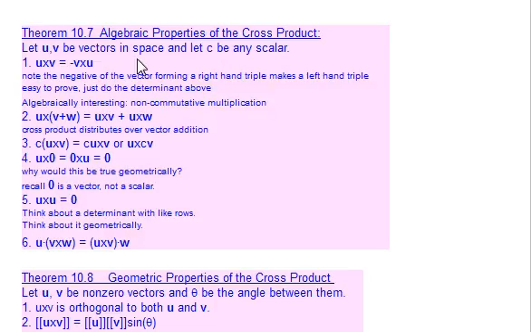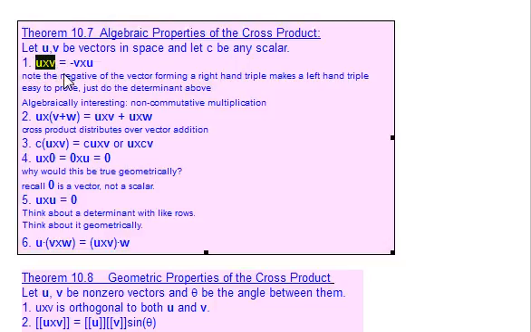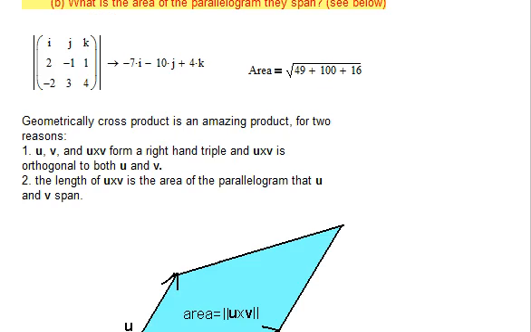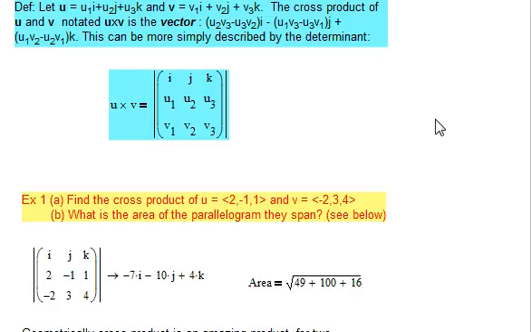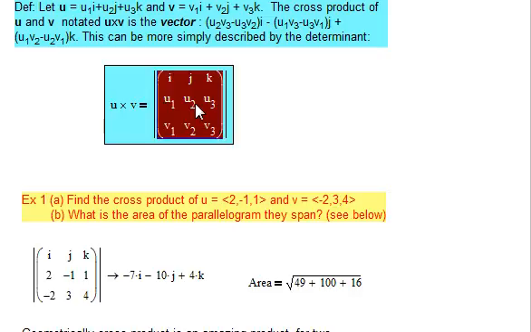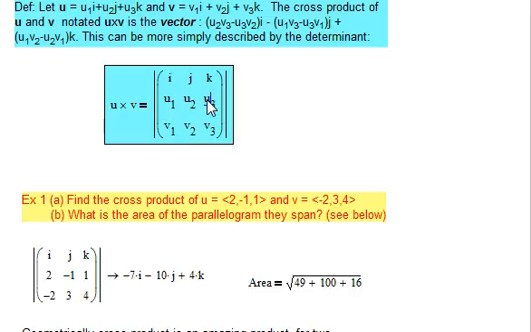So let's see. U and V are any vectors in space and C is any scalar. Then check this out. U cross V is the negative of V cross U. Now let's see if we can figure out why that would be. Why would U cross V be the negative of V cross U? And the answer is, if you go back to what you studied when you studied determinants, if you switch any two rows, like the second row and the third row, the determinant changes sign.